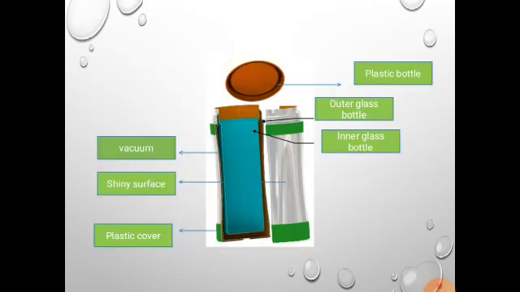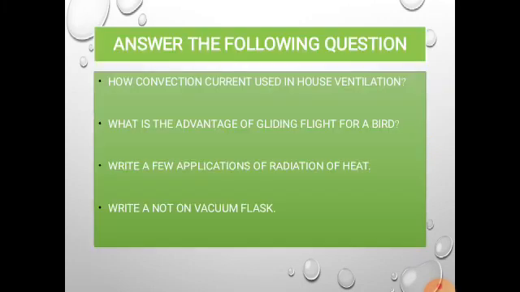The labeling of the vacuum flask: there is a plastic bottle. There are two glass bottles, the outer glass bottle and the inner glass bottle. In these glass bottles there is a vacuum and the shiny surface is also present, and the last one is the plastic cover. So there are some questions related to these topics.